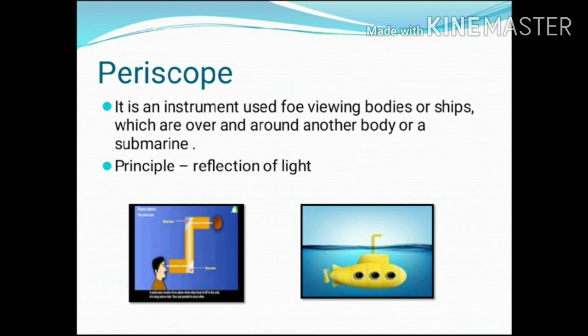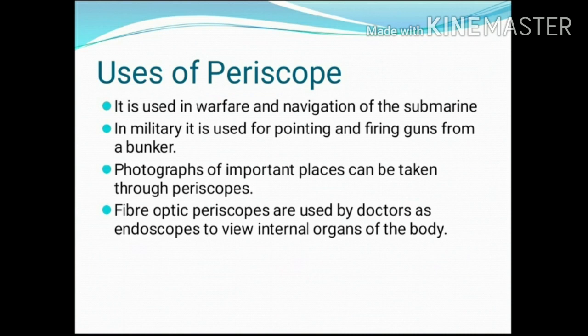Next one is the periscope. It is an instrument used to view bodies or ships which are over and around another body, or from a submarine. The principle used here is reflection of light. Uses of periscope. It is used in warfare and navigation of the submarine. In the military, it is used for pointing and firing guns from a bunker. Photographs of important places can also be taken through periscopes. Fiber optic periscopes are used by doctors as endoscopes to view internal organs of the body.